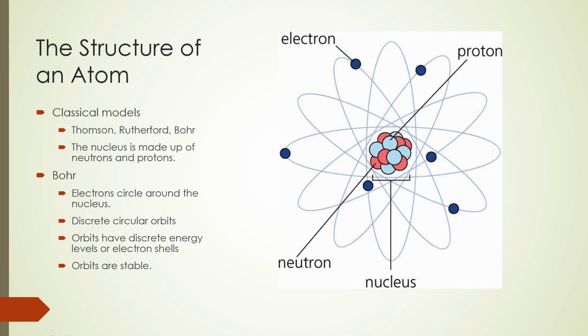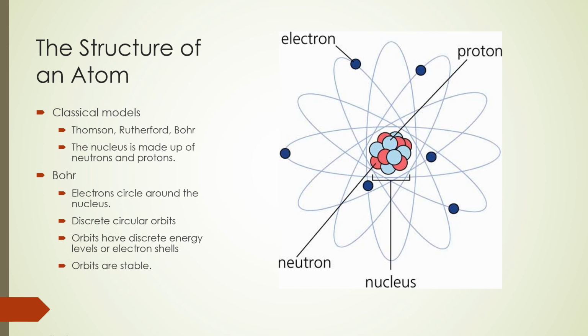The structure of the atom was originally described by the classical models of Thomson, Rutherford, and Bohr. The earliest attempt to describe the structure of the atom started with the plum pudding model of Thomson. After Rutherford's experiments showed a dense nuclear core, Bohr advanced the solar system model. This was a model where electrons circle around the nucleus in stable, discrete circular orbits, and these orbits have discrete energy levels or electron shells.